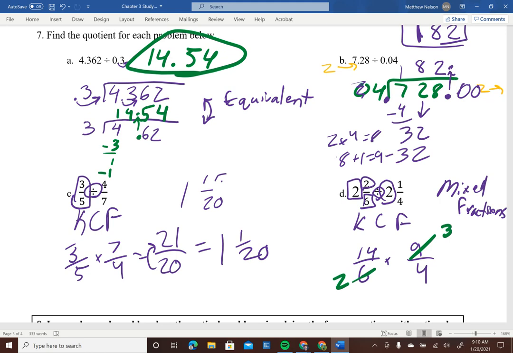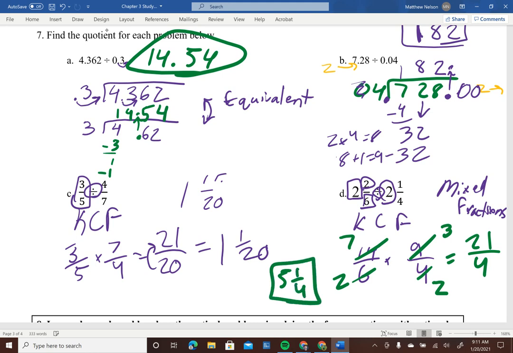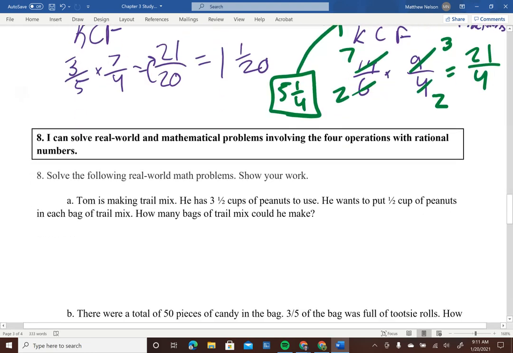And now I can multiply across the top. 14 times 3. So you know what, I can still simplify. I can divide 14 and 4 both by 2. That gives me 7 and 2. 7 times 3 on top, 21. 2 times 2 on the bottom, 4. 21/4, write it as a mixed number. So 4 goes into 21 5 times. 1 left over, so it'll be 5 1/4 for question D. All right, let's keep going.